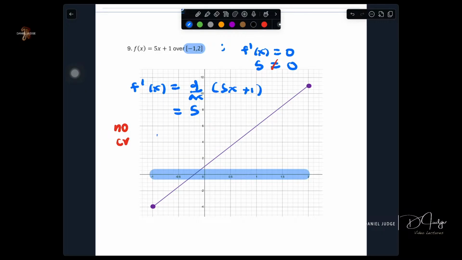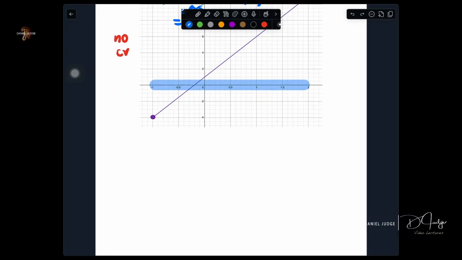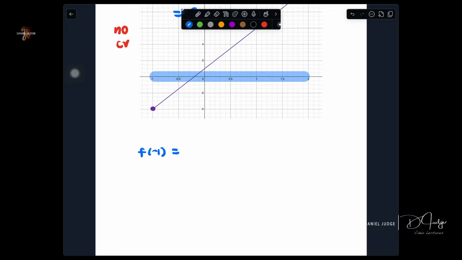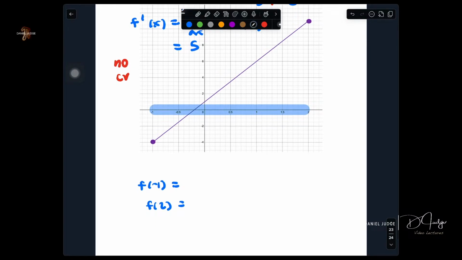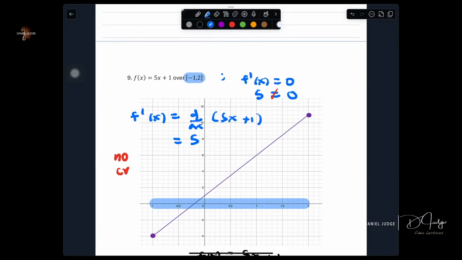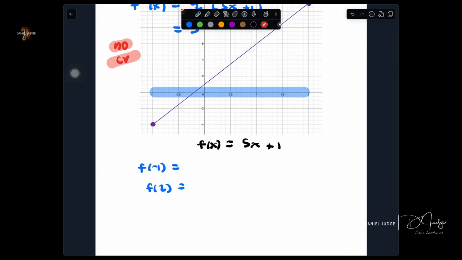So you only have to evaluate the function at the endpoints, f of -1 and f of 2. So there is no critical values. And the function is 5x plus 1. So let's write this down. So again, since the derivative is never 0, just to emphasize this point, the derivative is never 0 because the derivative is always 5. So that means there's no critical values. And you don't see any hills or valleys in that line there.